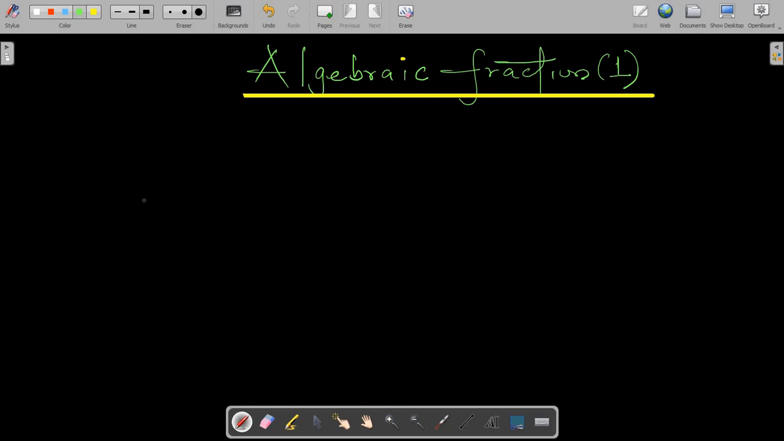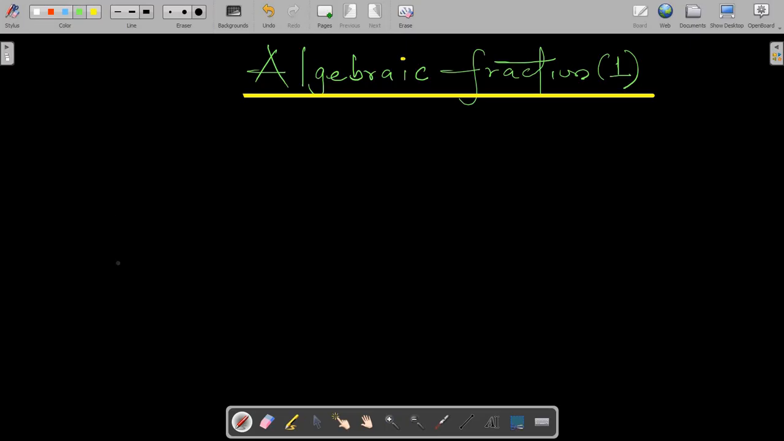Today we'll be discussing an interesting topic called algebraic fractions. Now, what really is an algebraic fraction? Well, I can define it as fractions which contain at least one variable or unknown.